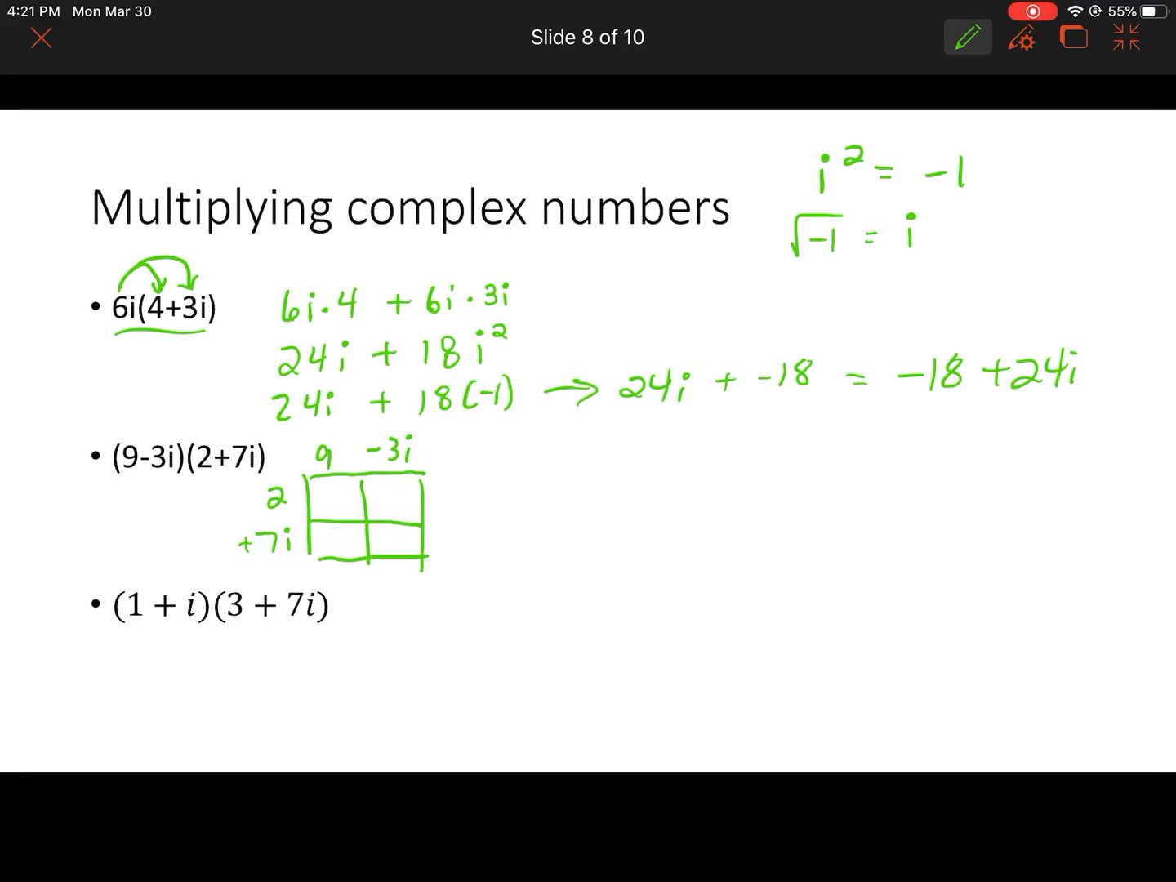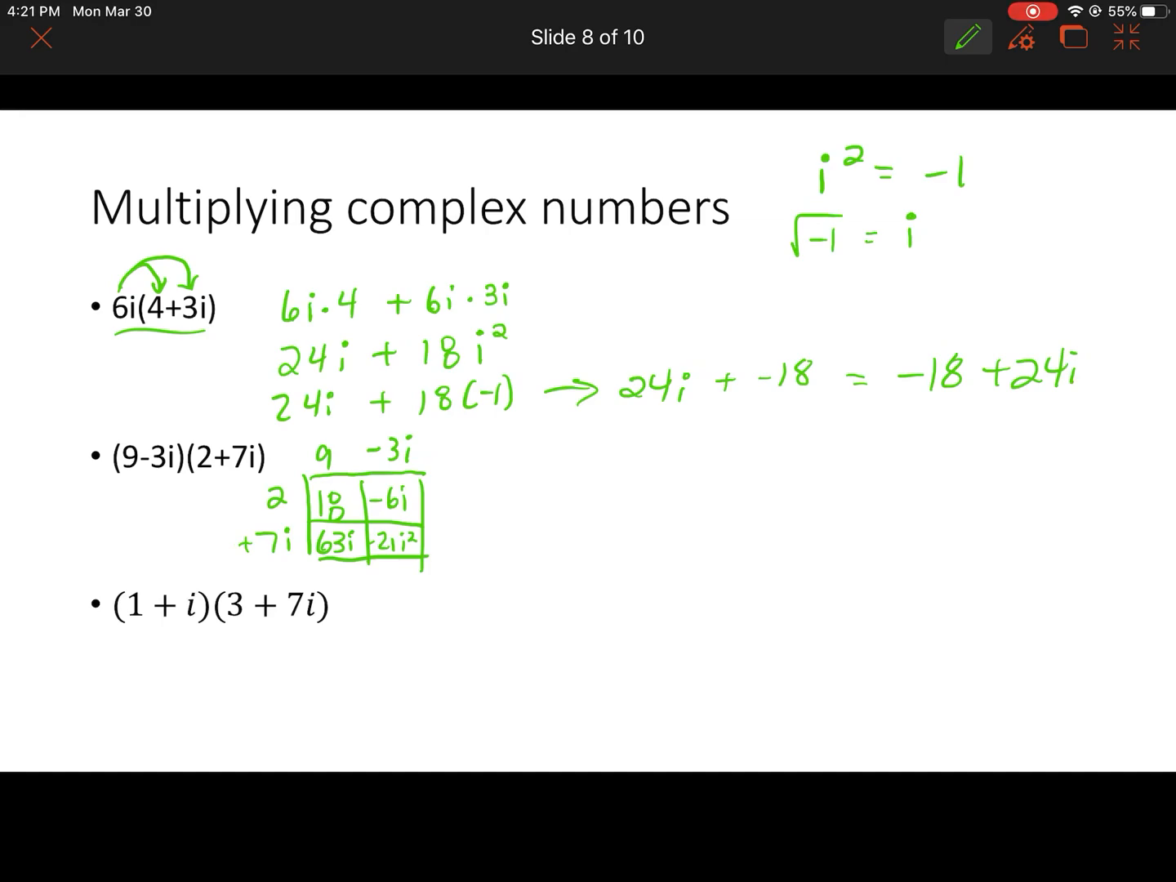You're going to multiply the top with the left-hand side of the boxes. So 9 times 2 becomes 18. 2 times negative 3i becomes negative 6i. 9 times 7 becomes 63i. And then negative 3 times 7 becomes negative 21. And then we have i squared here. But remember what I said, i squared is just equal to -1.